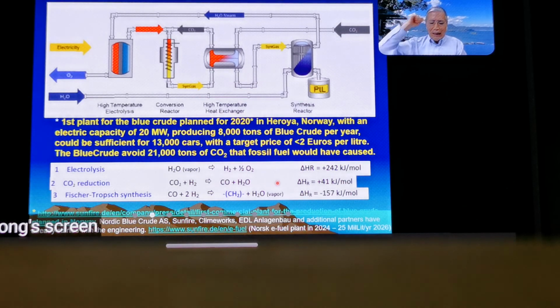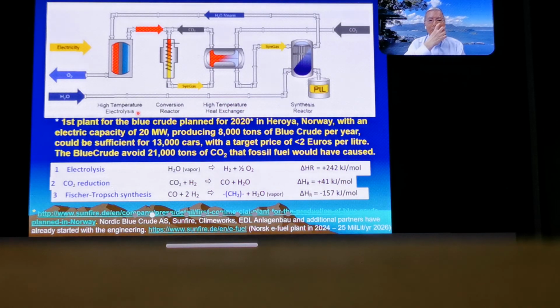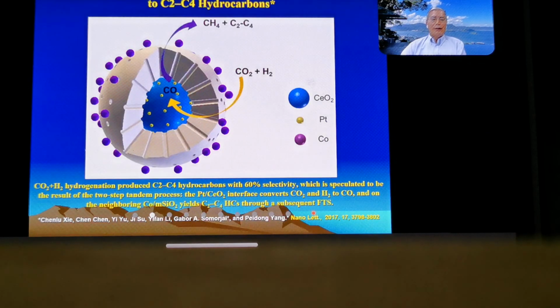In fact, they just announced that the actual plant will become operational in Norway in 2024. The production scale will be 25 million liters in 2026. So the idea is using electrolysis to turn water into hydrogen, and CO2 reduction to turn CO2 into CO. And the third stage is using a commercially proven technology called Fischer-Tropsch synthesis to turn the syngas into liquid hydrocarbon fuels. In the R&D field, there are many different approaches.